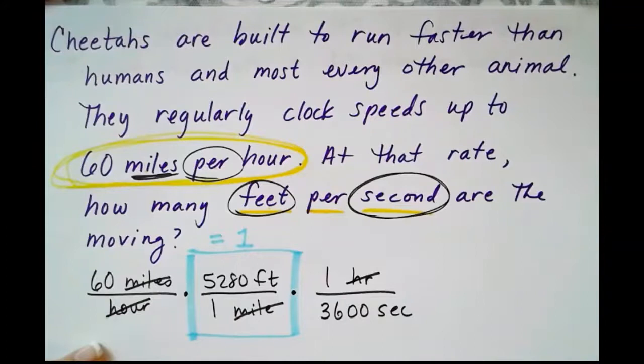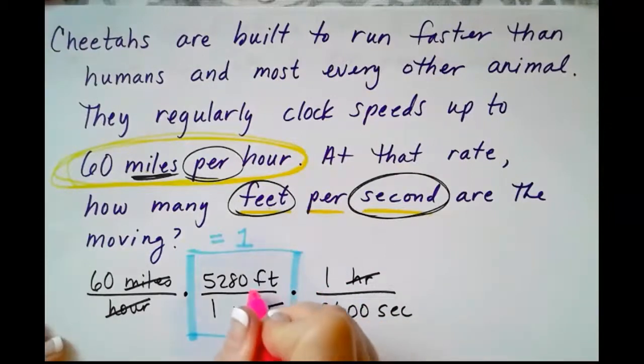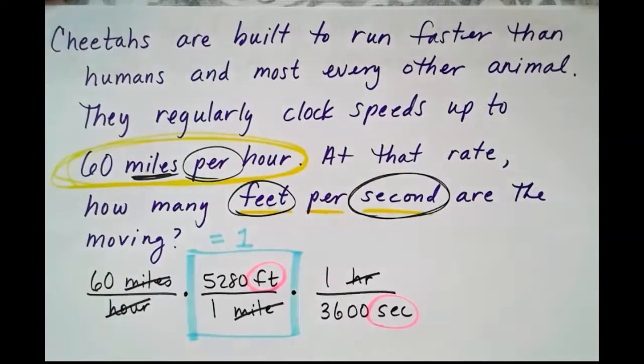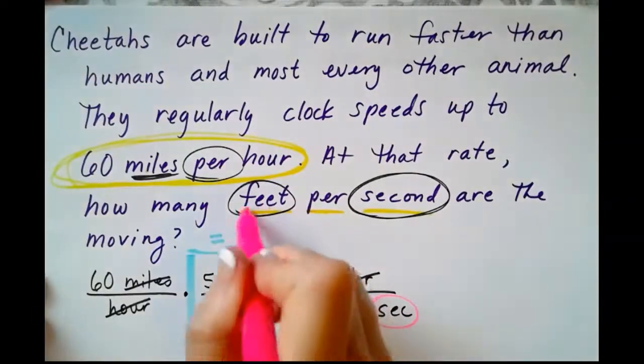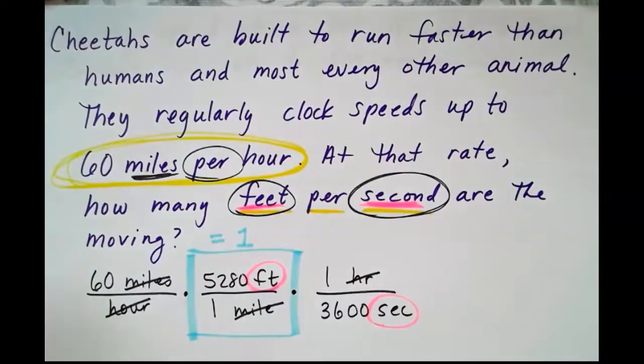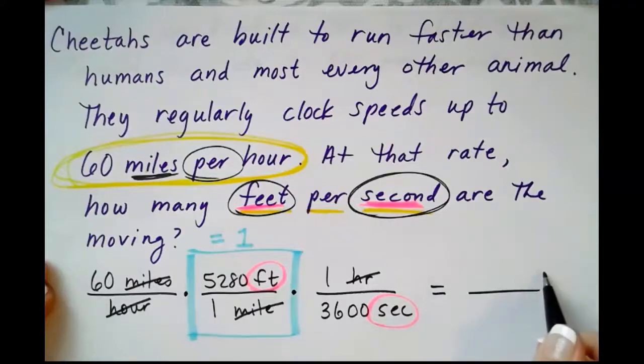Now they cancel. Look at the only 2 units that remain. The only 2 units that remain, and that's why we write them every single time, are feet and seconds. And feet and seconds are what we were asking for. So now we just need to multiply. We multiply straight across on the top. So we're going to be left with feet on the top and seconds on the bottom.